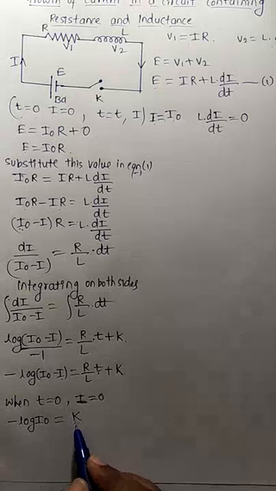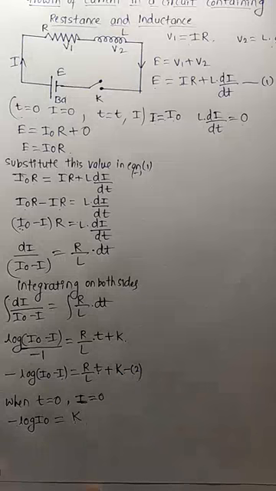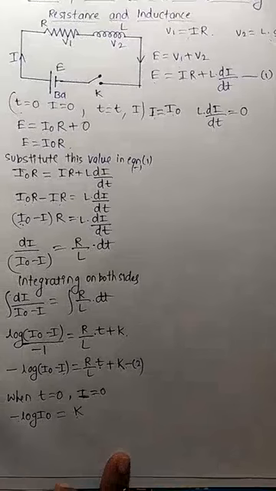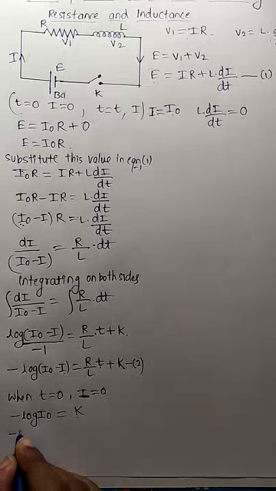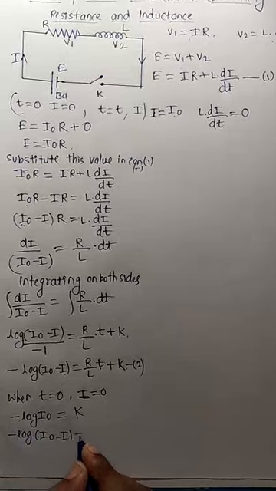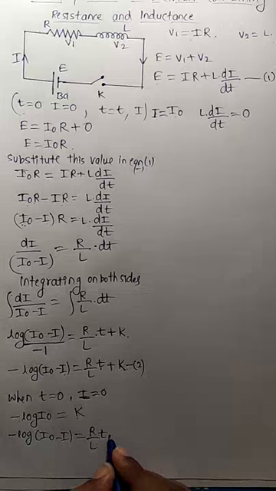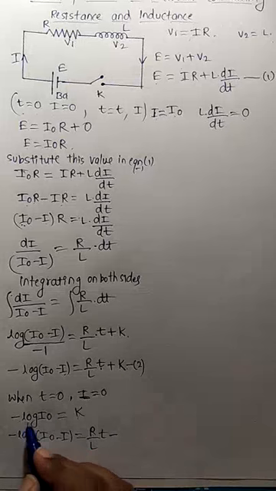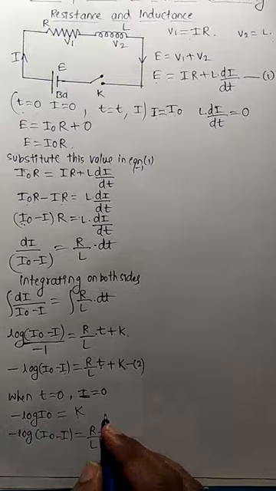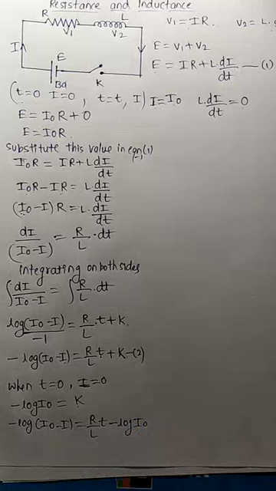What is the k value? The k value is minus log I naught. I will write this as the second equation. So substituting in the second equation, we get the new equation: minus log of I naught minus I is equal to R by L into t, and plus minus, because the k value is minus log I naught. So substituting the k value, we got the equation.